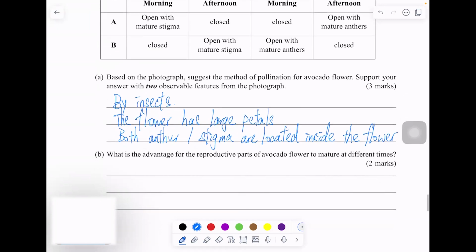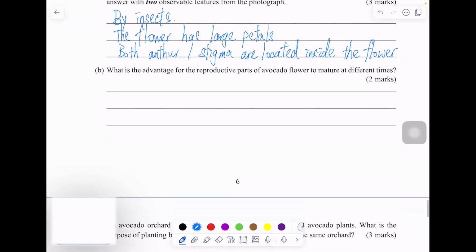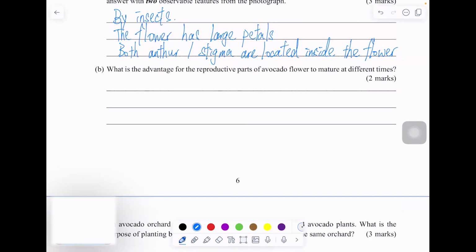So what will be the advantages for the reproductive part of the avocado flowers to mature at different times? In fact, if you still remember during the lessons, by having 2 different intervals, this can help to avoid self-pollination of the avocado plant.